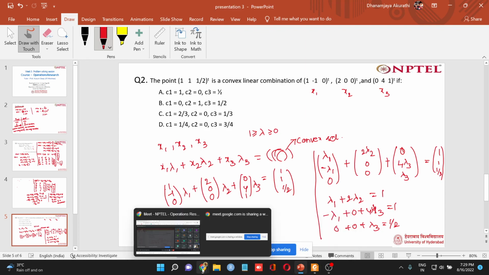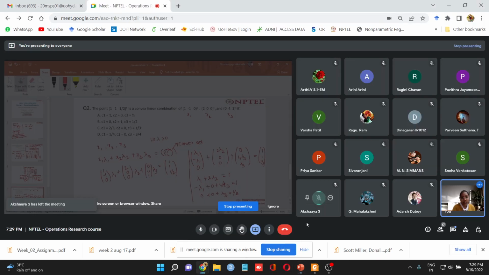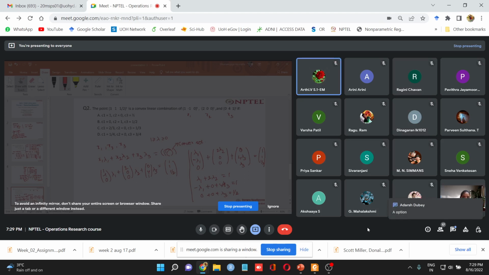Is everyone aware and following? From the given equations, you can easily tell what is lambda 3. Here, what is lambda 3? 1 by 2, ma'am. Okay, then after substituting this in the first equation or second equation, you may get lambda 1. Sorry, in the second equation, you may get lambda 1.